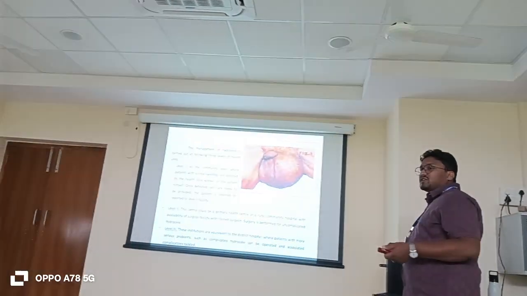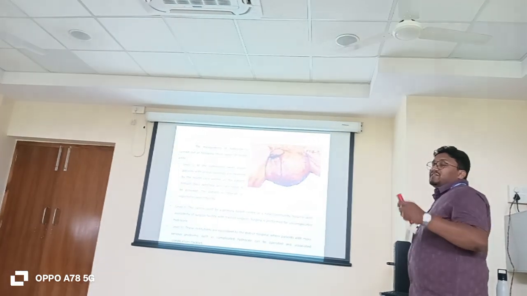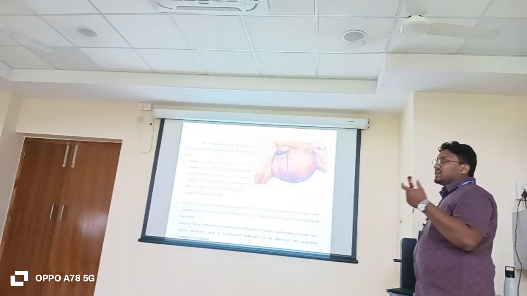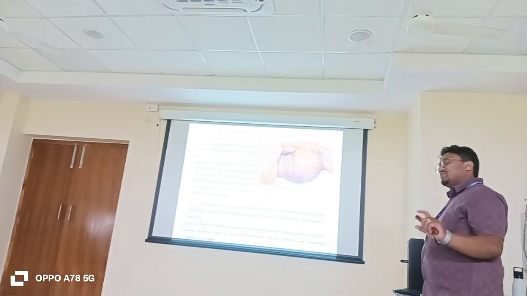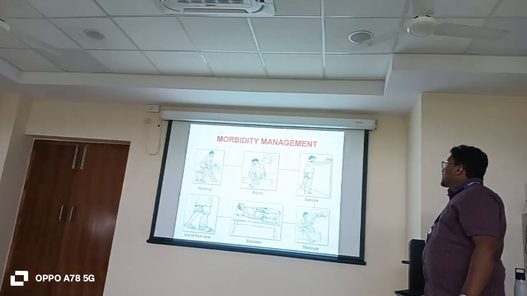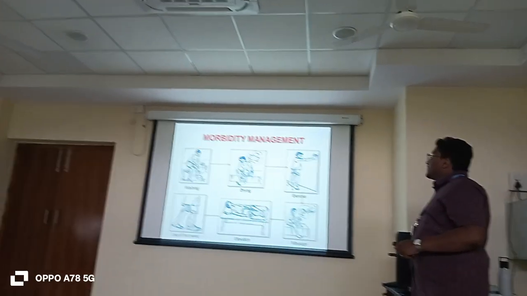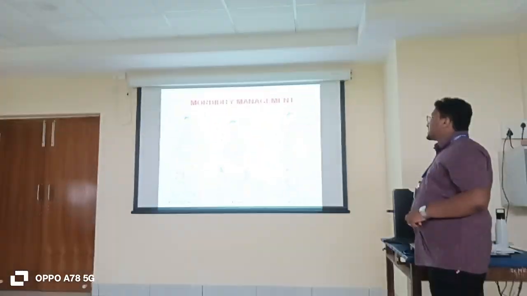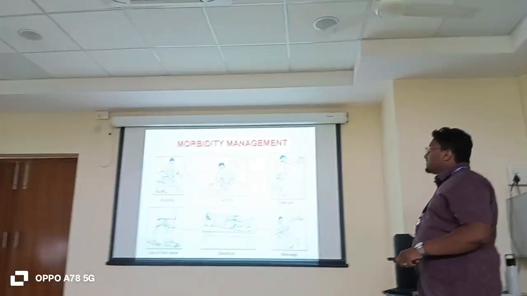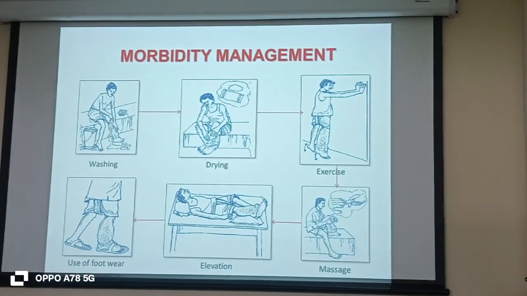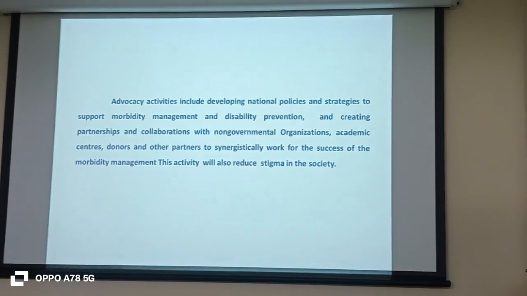Management of hypercell activity: if he is comfortable, he can take medicine and leave. But if he is feeling very uncomfortable and is at level 2 or level 3, he should go to the nearest health center and get it operated. These are the washing, drying, exercise, massage, elevation and proper footwear. This is the overall morbidity management.